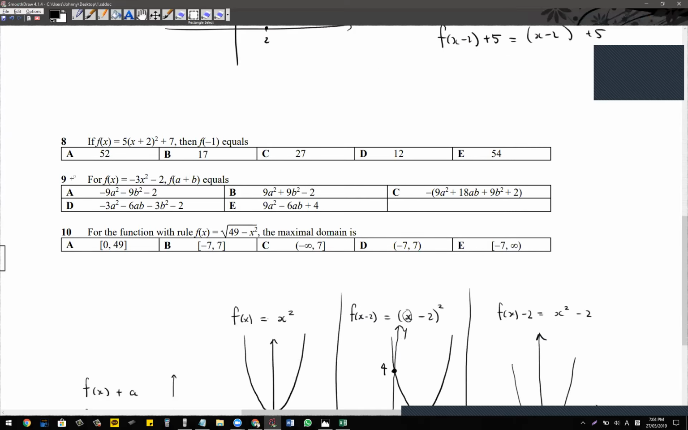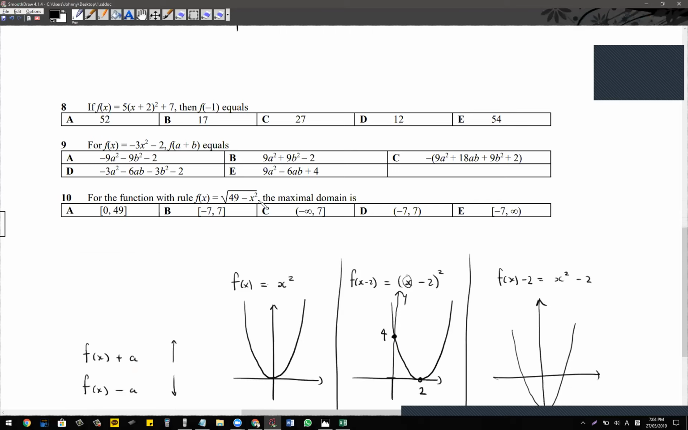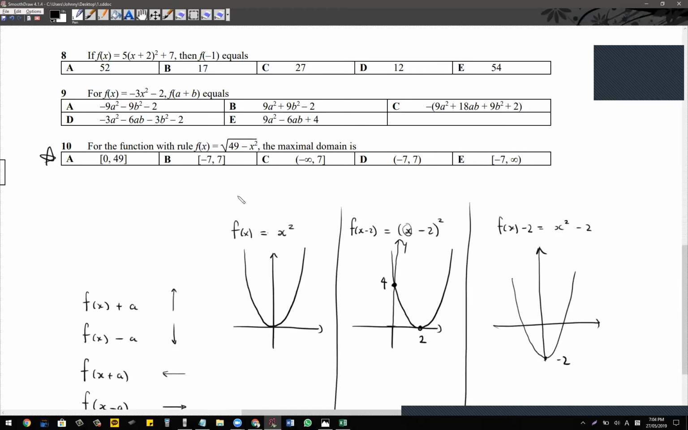Well, question 8 is pretty simple, so I'm probably going to give that as homework. You just need to plug in negative 1 into here. This is also pretty easy, so you can try 9 as well as homework. So although many questions in this worksheet are difficult, some of them are really, really easy. Okay, so you just need to plug in a plus b in here. That's going to be homework. This one is about what is the maximal domain. So this is actually pretty hard. So you don't have to do that.